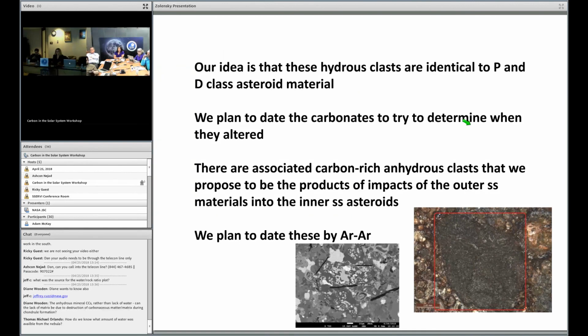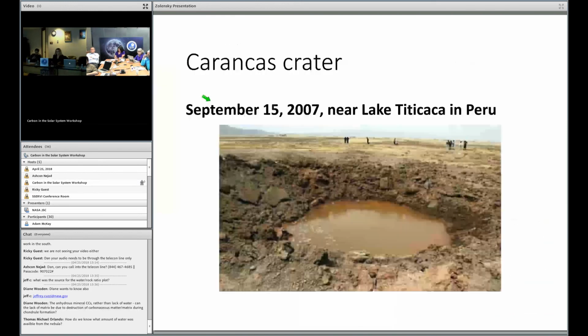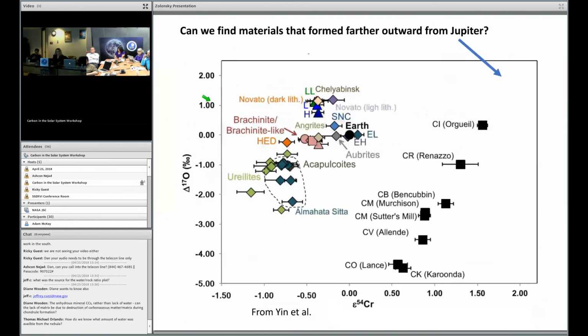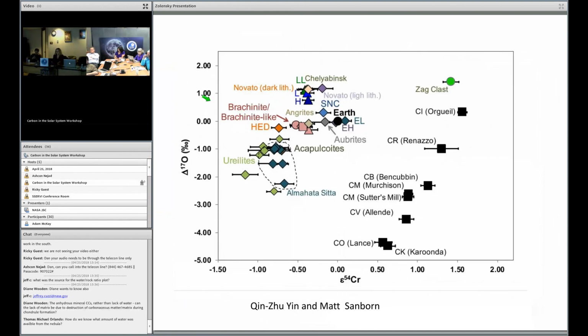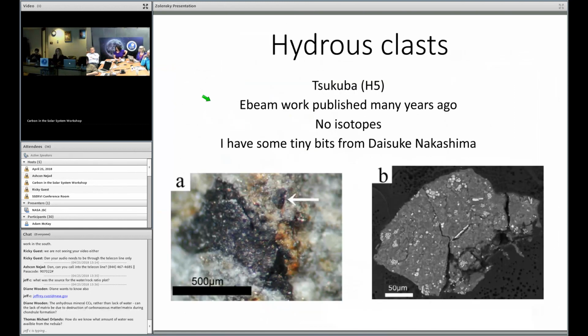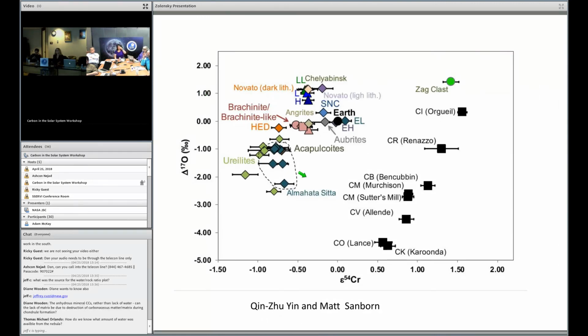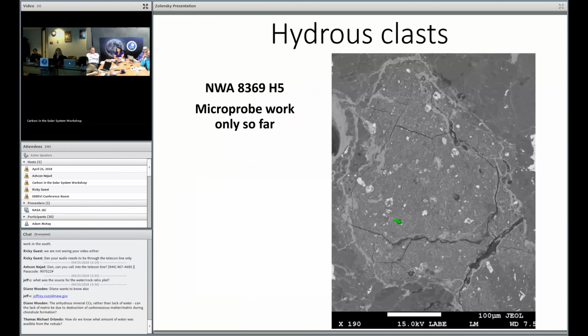So I'm winding up here. Our idea is that these hydrous class are probably identical to P and D class asteroid material. And by the way, I can go back here for a second. Excuse me, forgot to mention something kind of important here. If you're wondering where Tagish Lake plots on this diagram, it's actually down here. And so if Tagish Lake is from a D-class asteroid, D-class asteroids are not what we think, because Tagish Lake plots, this is published about 10 years ago, down here. So that's a very interesting thing to think about.